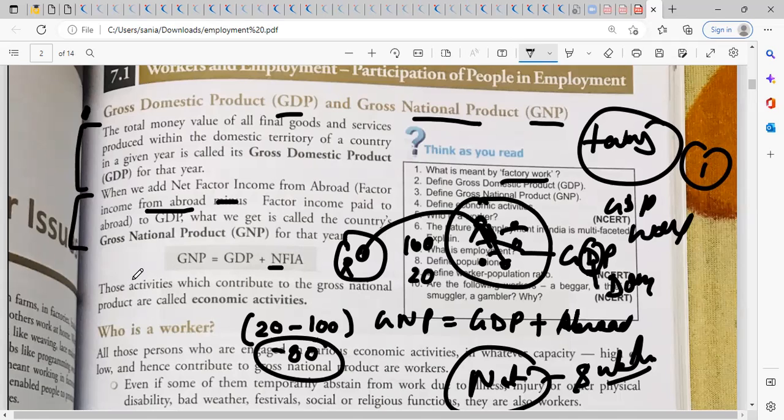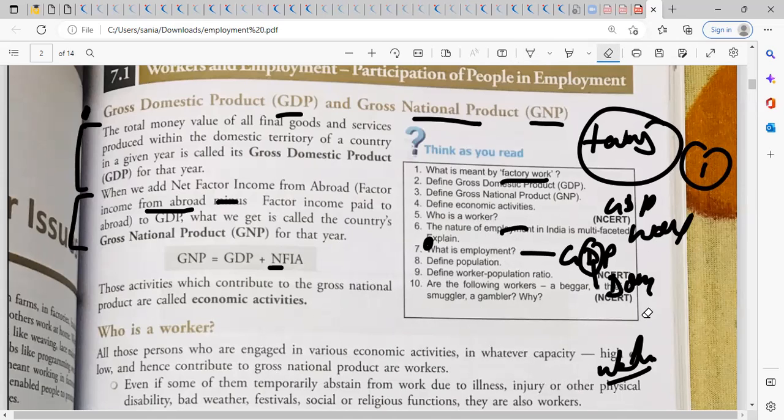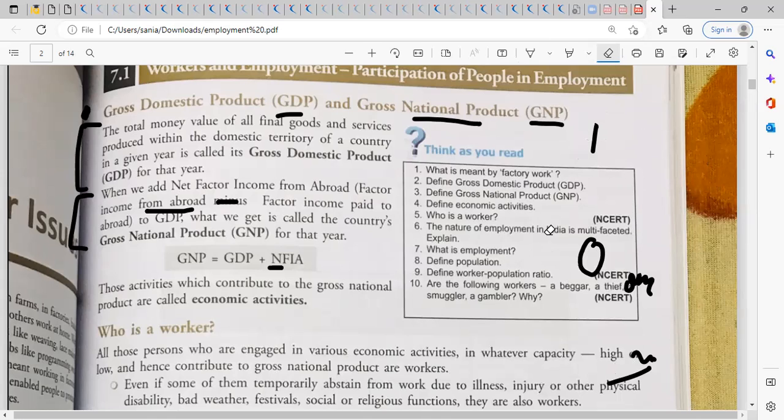Clear? Yes, no? Right now, don't worry about what GDP is. When we do the national income chapter, it will be more clear. But it is somewhat related, so you should understand what GDP and GNP are.